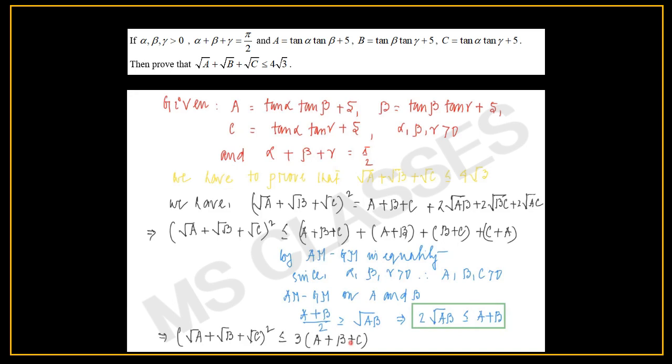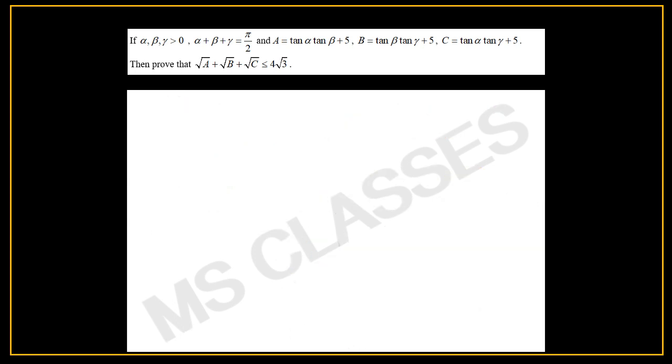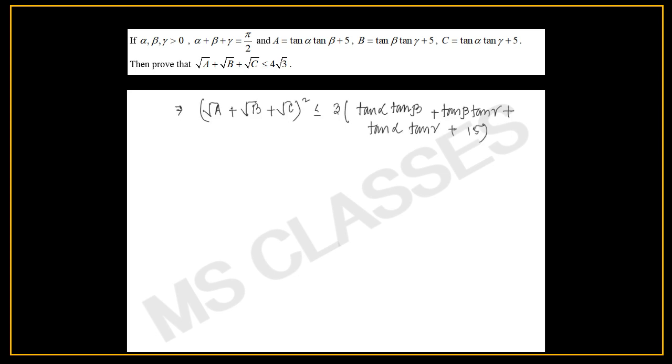3 times (A plus B plus C). Now here A we know, B we know, C we know. So we can just substitute the result here. So we can say here that (root A plus root B plus root C) whole square is less than or equal to 3 times (tan alpha tan beta plus tan beta tan gamma plus tan alpha tan gamma) plus 15, because 5 plus 5 plus 5 is 15.